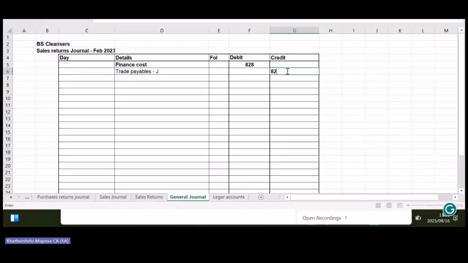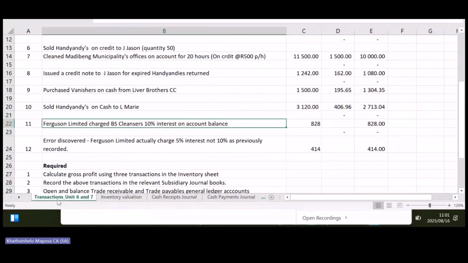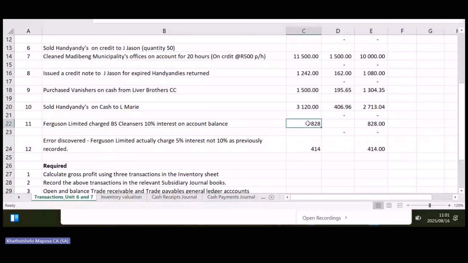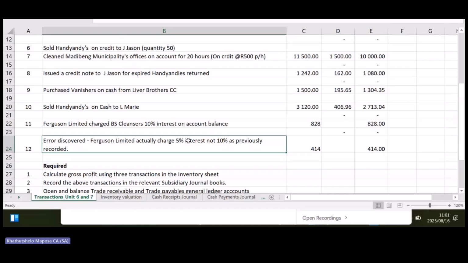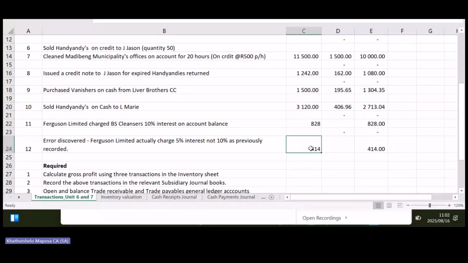And then let's go to the next transaction, the last one, which says that the 10% interest was not correct. Actually, the interest was supposed to be charged at 5%, meaning instead of them charging us 828, they were supposed to have charged us 414. Who wants to give it a try on how we record that on the general ledger?